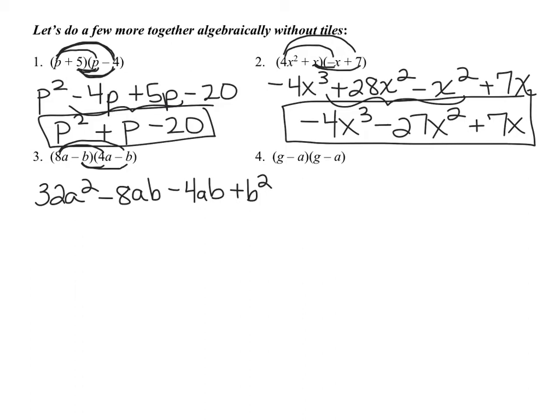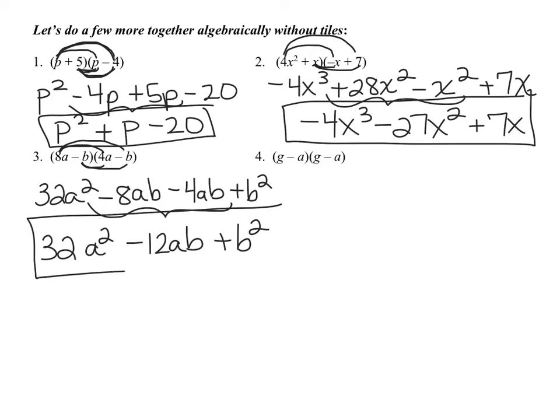Now you might have written that negative 4ab as negative 4ba, but typically we want to keep things in alphabetical order. That way we can see that the middle terms are like terms. Negative 8ab minus 4ab is going to give me negative 12ab. So this answer is going to be 32a squared minus 12ab plus b squared.